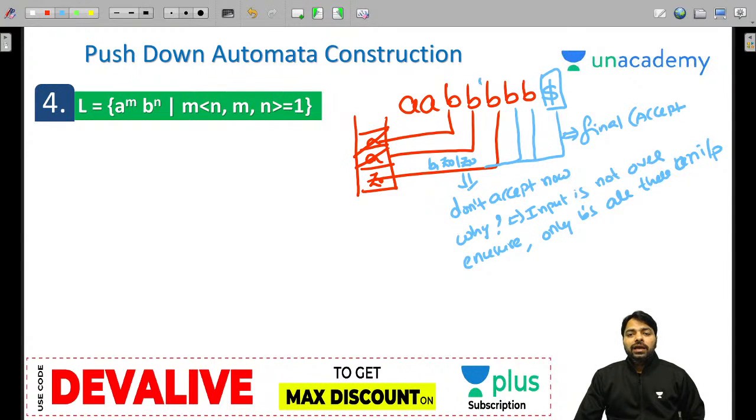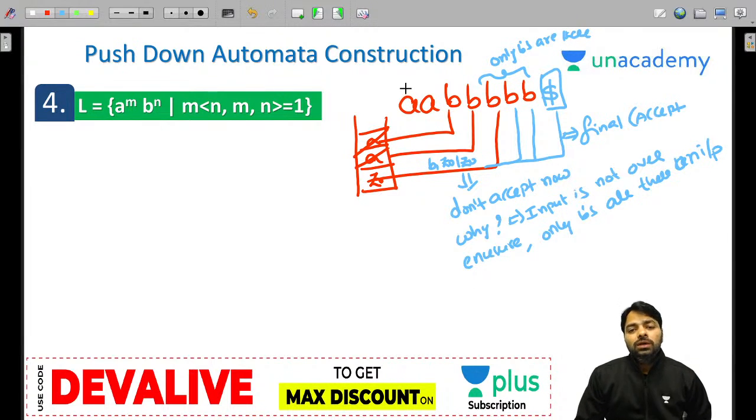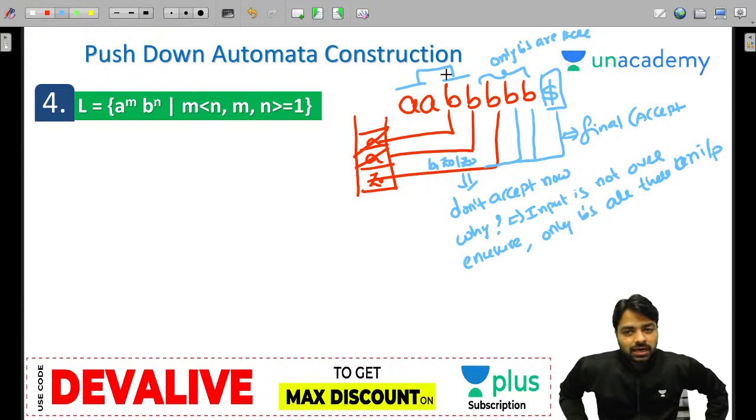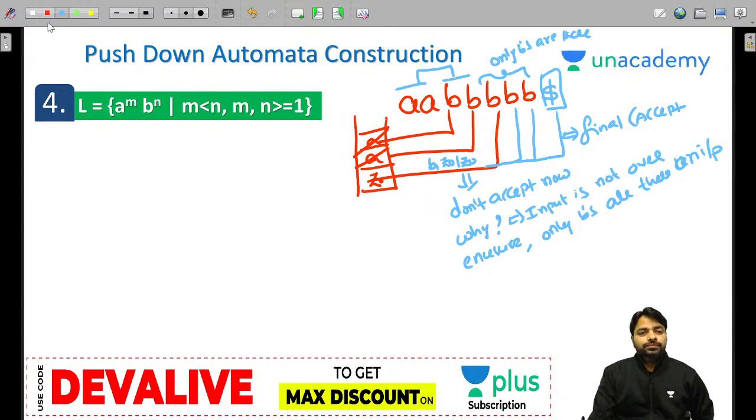Because here we ensure only B's are there. If B's are not there, going to the final when you see the extra B, then you are going to accept an invalid string. Only B's are there, ensure that. But anyhow, these A's and B's are equal. Yeah, skip B's. Good job. So how do you do that?